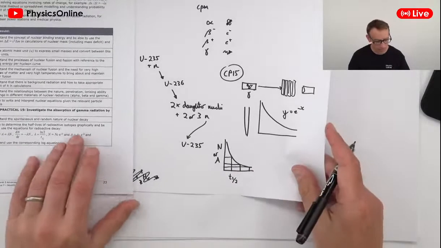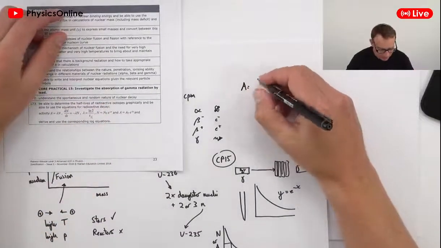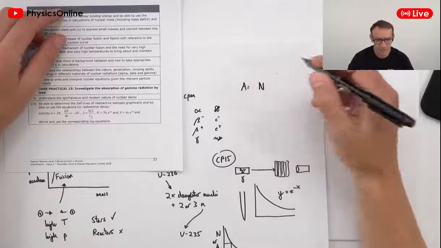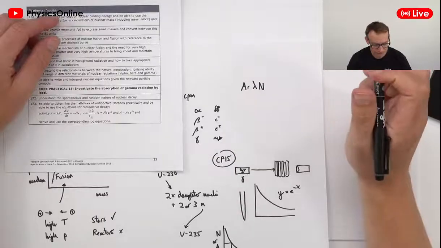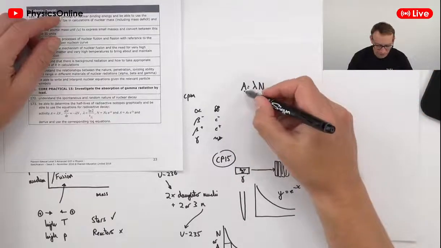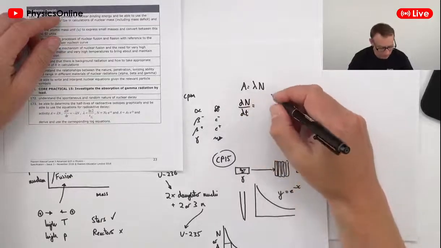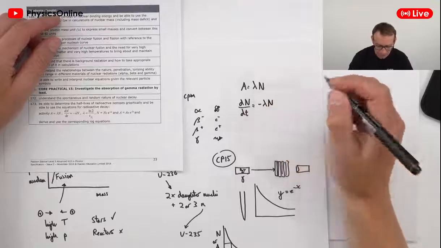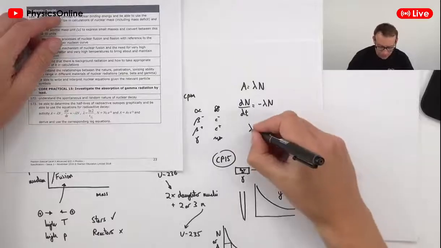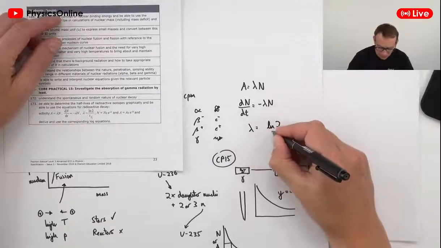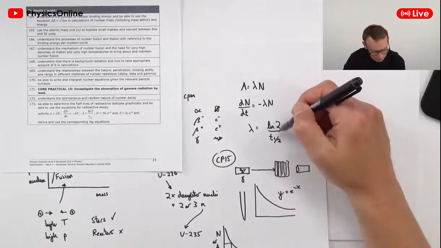And of course, we know that the activity is going to be dependent on the number of radioactive isotopes and this decay constant, which is lambda. Also, this activity is just equal to the number of particles that decay per second, and that's equal to minus lambda N. So the decay constant is equal to the natural log of 2 divided by the half-life.